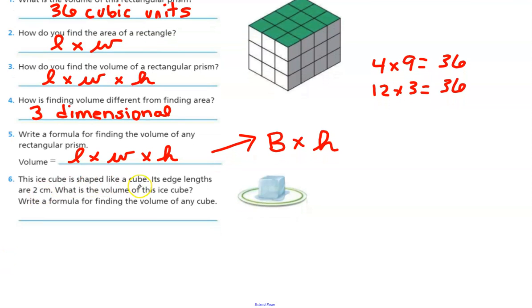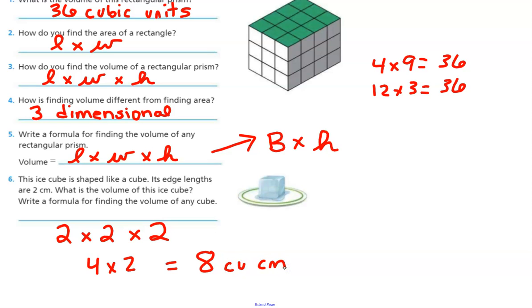So this says, this ice cube is shaped like a cube. Its edge lengths are 2 centimeters. So what is the volume of this cube? Well, that would just be 2 times 2 times 2. Now you've got to be careful. I bet your first thought is that this is 6, and 6 would be wrong. Okay, so first of all, we have to do 2 times 2, which is 4. And then what's 4 times 2? That would equal 8. So the volume of this cube is 8 cubic centimeters. I'll write it like that today. And we just did our 3 sides multiplied together. So we did side times side times side.